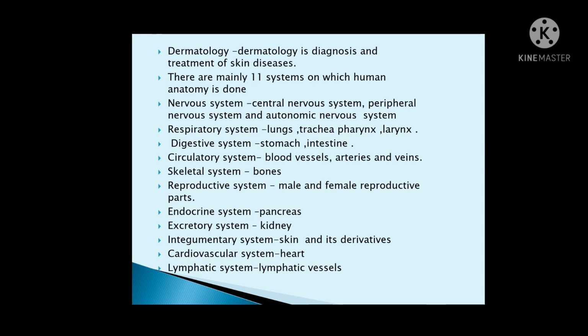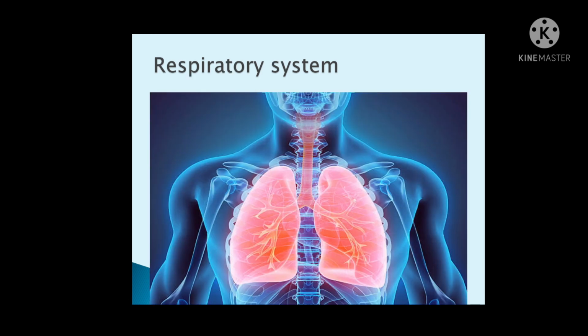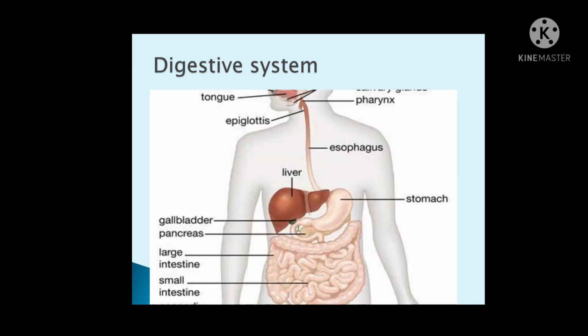Guys, there are mainly 11 systems in our body on which anatomy is done. You can see on the screen. Number 1, nervous system. The system has two parts. First is the central nervous system and second is the peripheral nervous system. Second is the respiratory system. In this system we study lungs, bronchi, alveoli. Third is the digestive system. In this system we study stomach, intestine, liver.